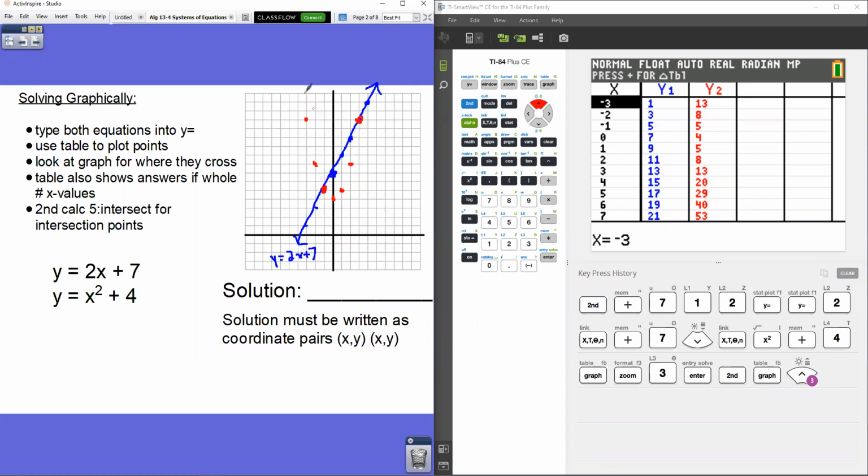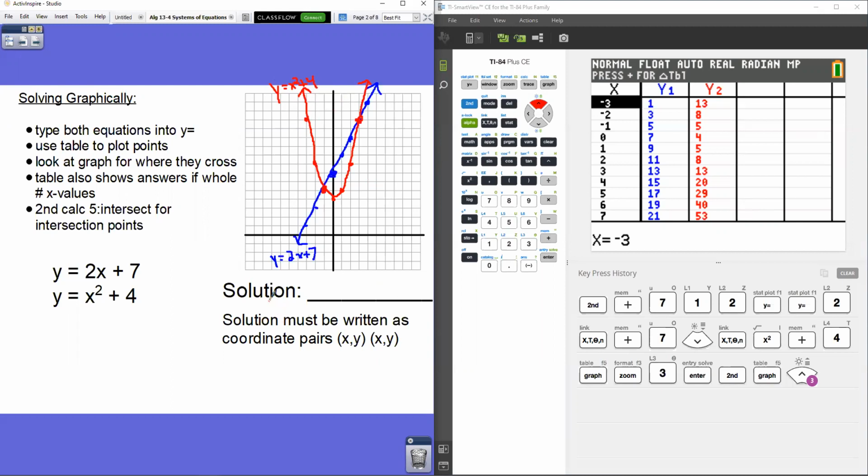All right, we want to connect them to form a parabola. Remember, a parabola is a U-shaped graph. Make sure that you put arrows on the ends again, and make sure that you always label your graph. So that's what our graph looks like.